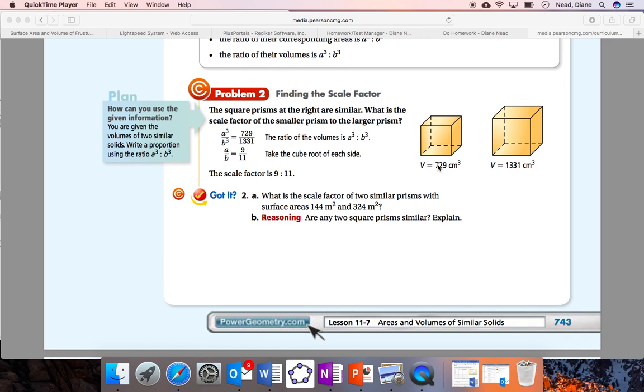In this example, we're given 2 prisms. We're given their volumes, 729 and 1331, and we need to come up with their scale factor. We know that the cube of the scale factor is the ratio of the volumes. We set our scale factor to our unknown, A over B. We cube it and set it equal to the ratio of the volumes. In order to solve this, we take the cube root of both sides. The cube root of 729 is 9. The cube root of 1331 is 11. The scale factor is 9 over 11.